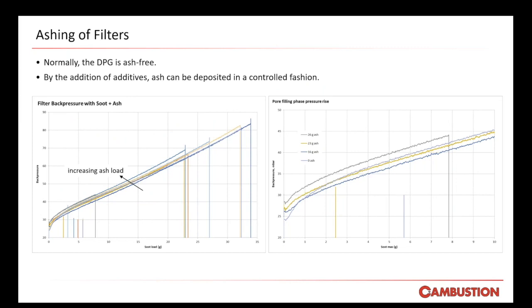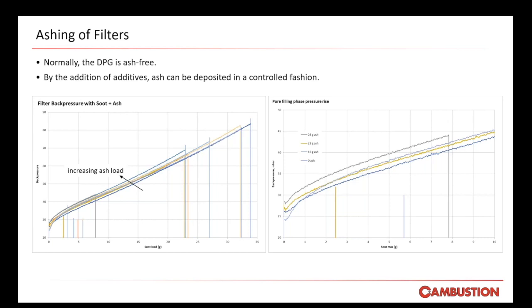We're now going to talk about ashing of filters. So we have a new DPG fuel additive doping system, which we'll come on to in the next slide. But normally the DPG produces virtually 0 ash levels in normal operation. This is important for repeated testing of filters. However, by adding additives to the fuel, we can generate ash in a controlled manner. The ash interacts with the soot generation, so this kind of testing needs a soot generating system like the DPG.